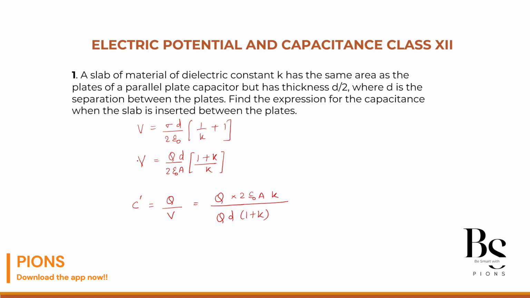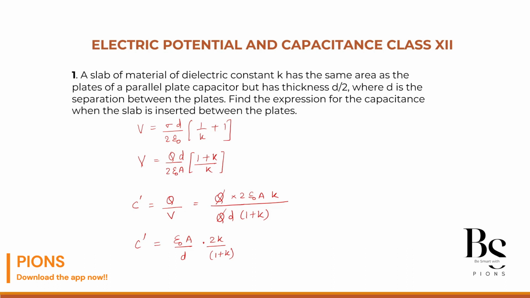Let me repeat again. I substituted this V over here. And when you substitute that, what will happen? This will become QD 1 plus K 2 epsilon naught AK. Q and Q cancels. Now let's rewrite this expression. Epsilon naught A upon D into 2K by 1 plus K.